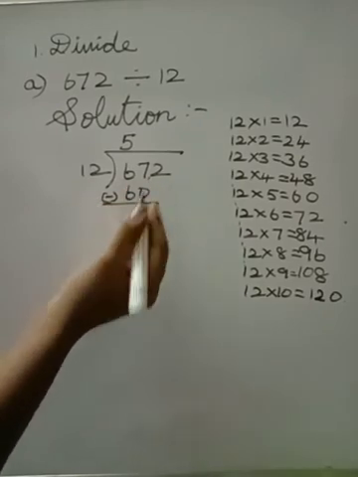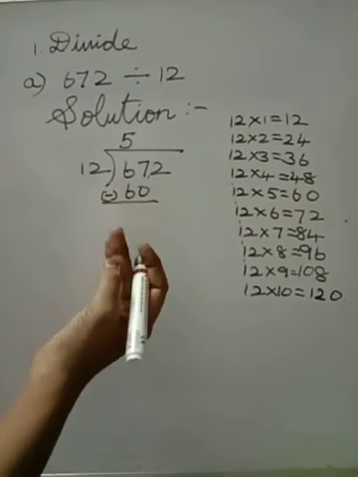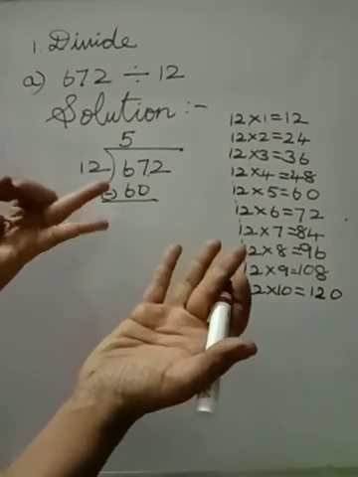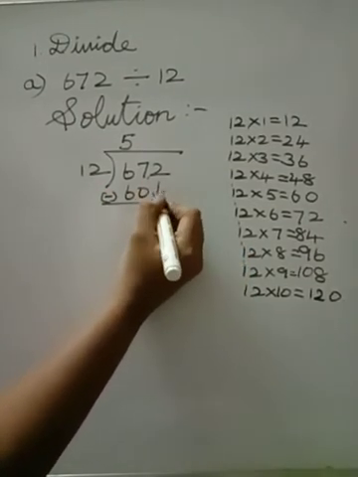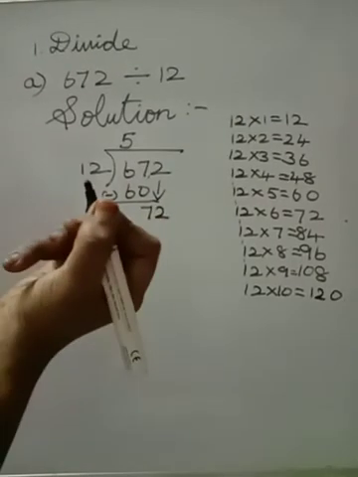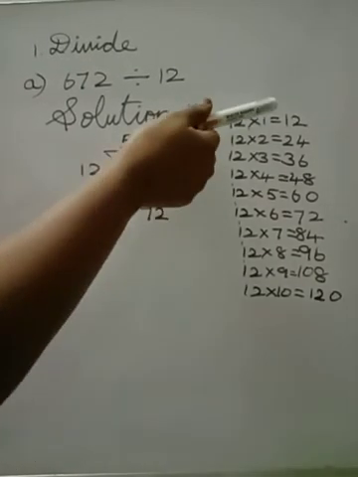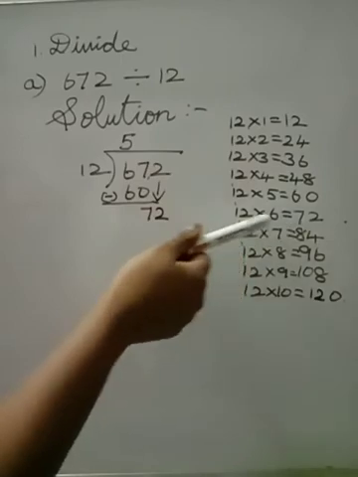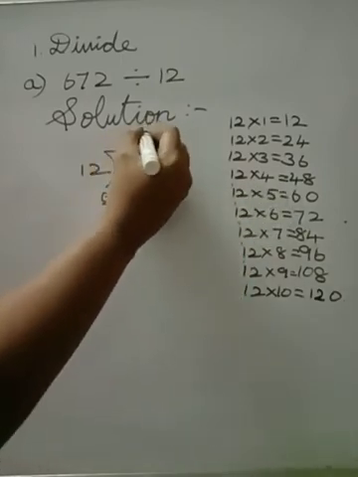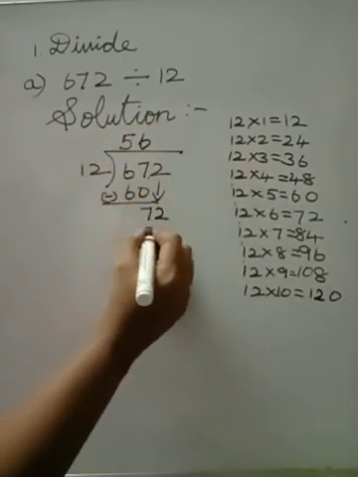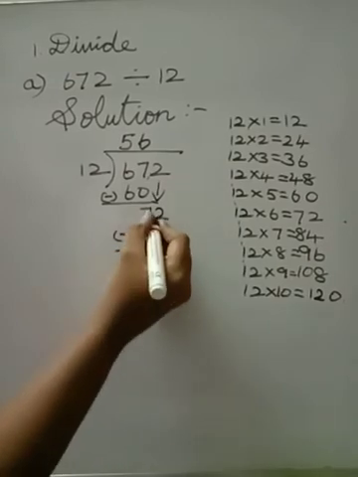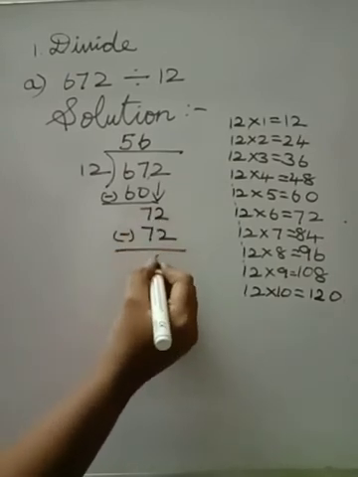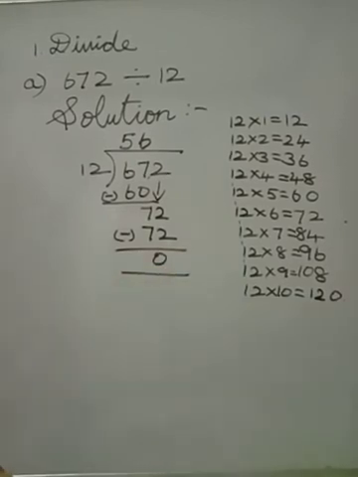So 0 to 7: 0 after 1, 2, 3, 4, 5, 6, 7. So the same 7, and bring the next number down. It is 72. Now see the product side. 72, yes. In the 12 table it is 6 times. So 6 twelves are 72. When you are subtracting 72 from 72, both the numbers are the same. So the answer is 0.